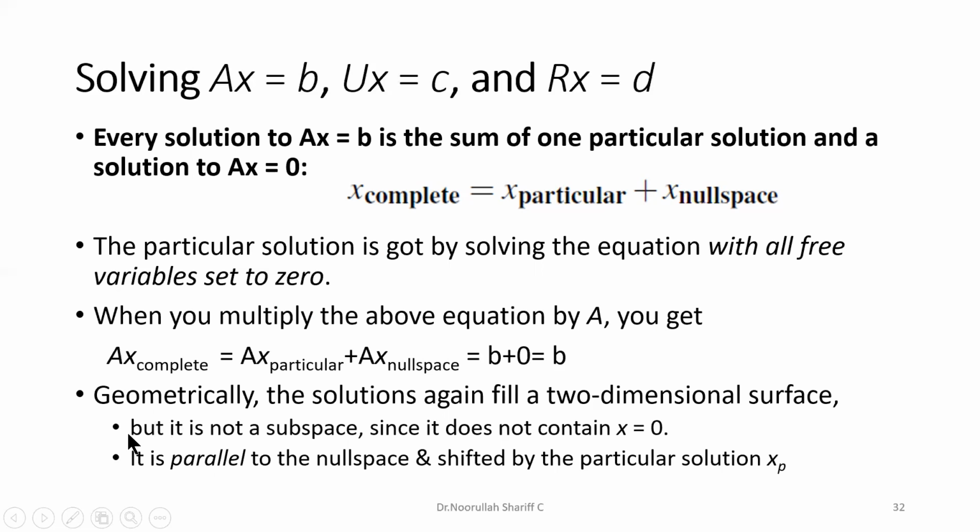Geometrically, the solutions again fill a two-dimensional surface, but it's not a subspace. Why is it not a subspace? Because we have added a particular solution. Because it does not contain the 0 vector. It does not pass through the 0 vector. Okay? Because we have added a particular solution to it. It is parallel to the null space.